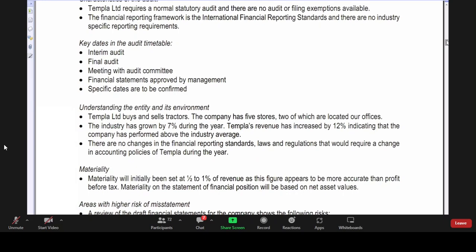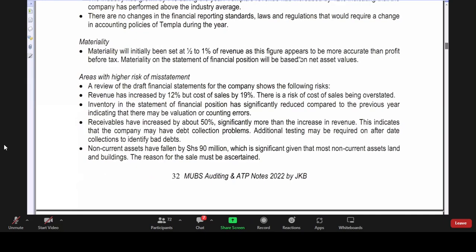Now, you go to the extent of setting your materiality. Materiality will initially be set at 0.5 and 1% of revenue. So these guys chose a benchmark of revenue, okay? Meaning that anything below 0.5 is not material, and from 0.5 to 1 will be either material or immaterial. Then anything above 1 will be material, okay?